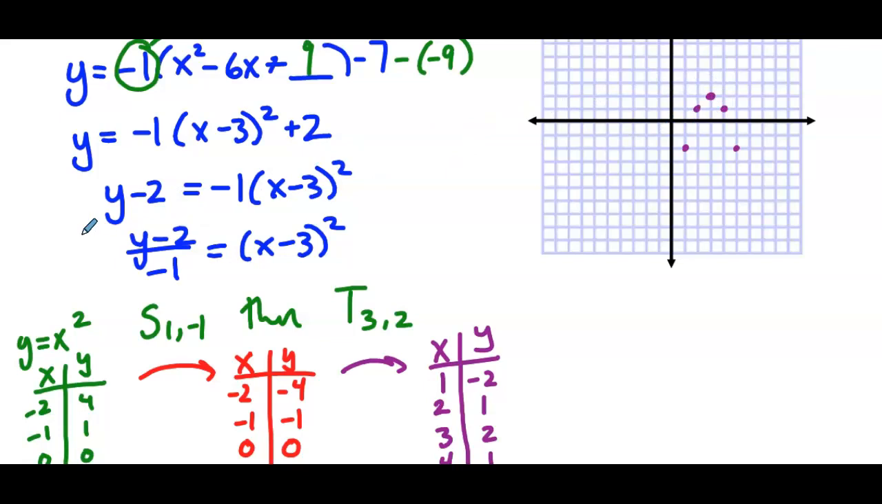So here we have our graph. Connect our points. So there we have our parabolic curve. Domain, all reals, negative infinity to infinity. Our range, working from bottom to top, is negative infinity to 2.